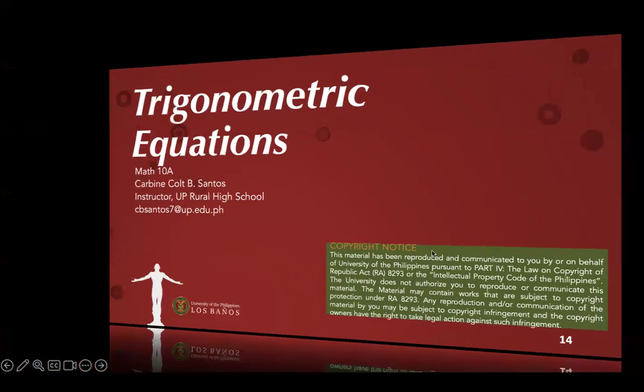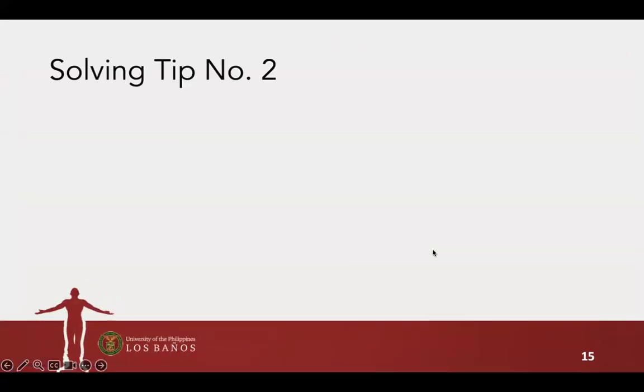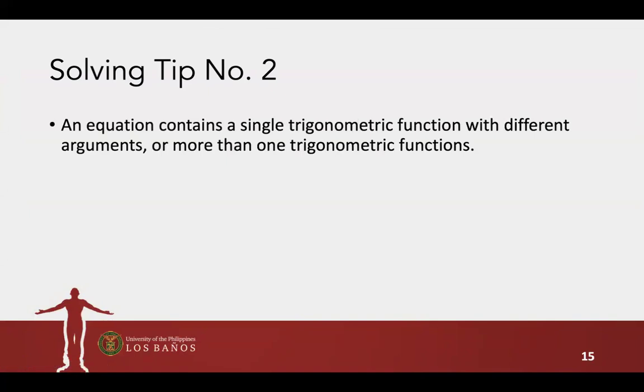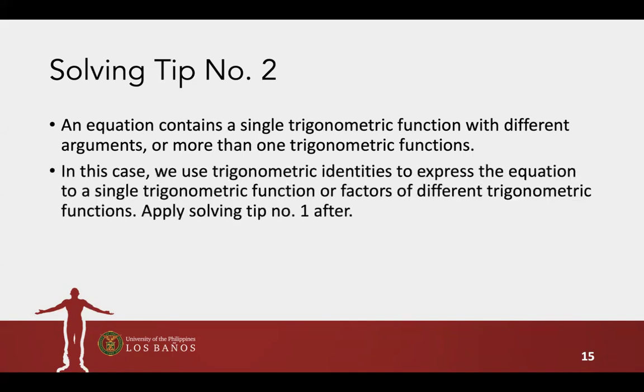So we now proceed with the second solving tip. We use this tip whenever we have equations containing a single trigonometric function with different arguments. When we say different arguments, they have different angles involved. Or if we have more than one trigonometric function in our equation.